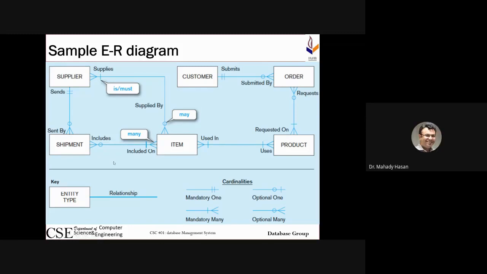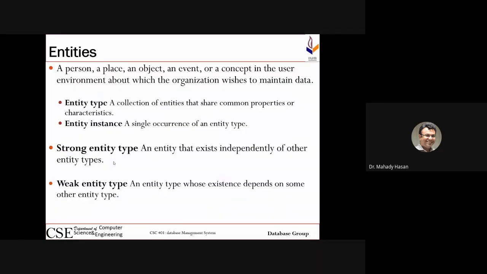Yes. So this is all you need to understand for an ER diagram. You need to find the entity and you need to find the relationship. So going into detail of entity, entity could be a person, a place, object, or event, or even a concept in the user environment for which the organization wishes to maintain data. So that for which I need to maintain data would be known as my entity.